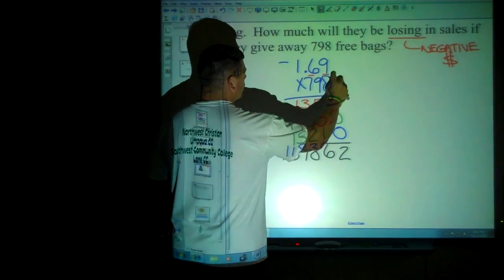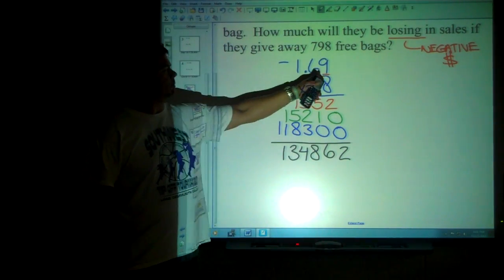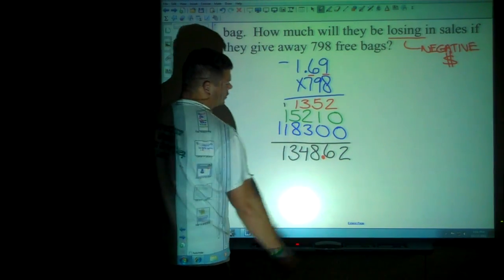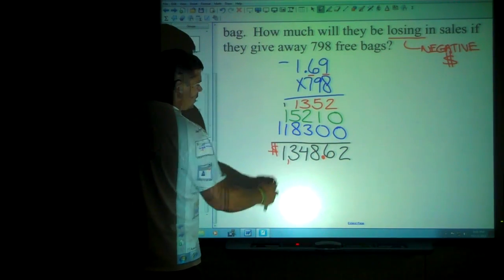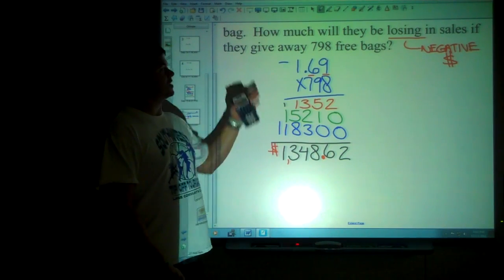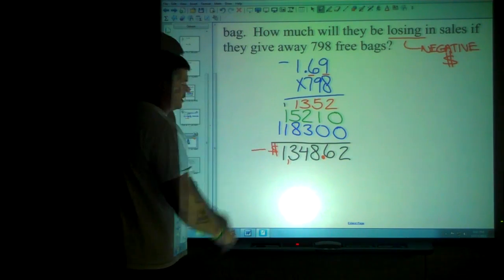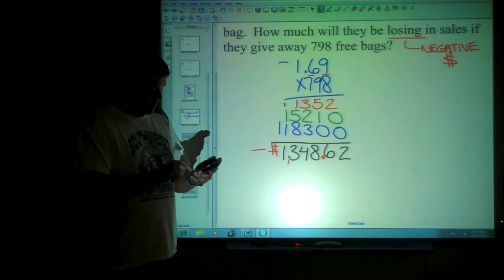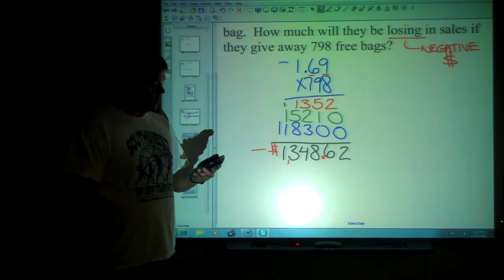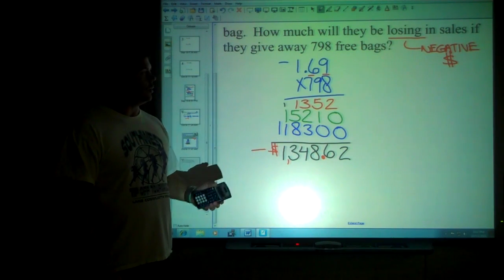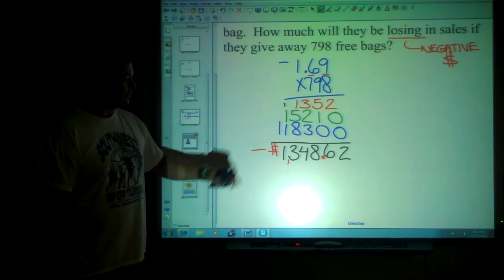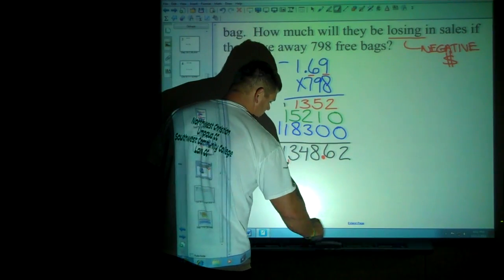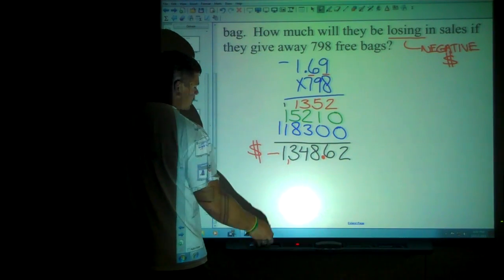There are 2 decimals to the right of their number in this entire top problem, which means there need to be the same number to the right of mine. So we would say there's $1,348.62 that they've lost. So we'd say that's negative dollars. Let's test it and make sure I've done it correctly. $1.69 times 798, $1,348.62. And it's lost money, so it's negative $1,348.62. So negative dollars.